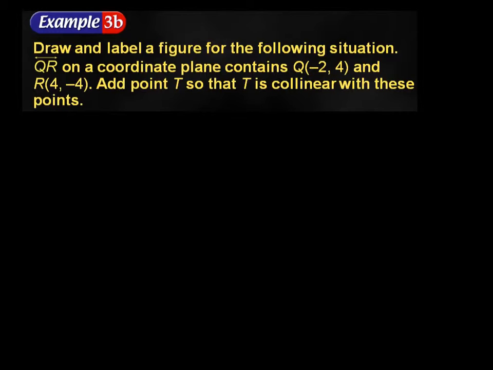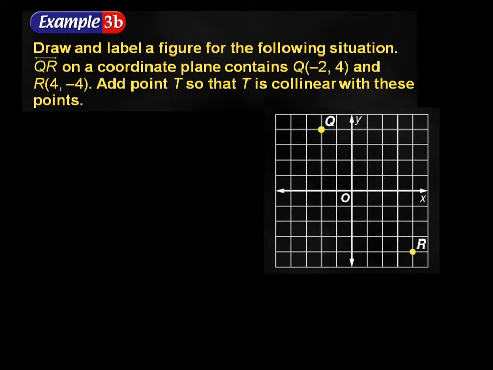Draw and label a figure for the following situation. Line QR on a coordinate plane contains Q at (-2, 4) and R at (4, -4). Add point T so that T is collinear with these points. Now just remember, when we plot points, for the -2, we're going to go 2 units to the left of the origin, and then the 4 is up 4 to plot point Q. And for R, we're going 4 units to the right, and then the -4 goes down 4.